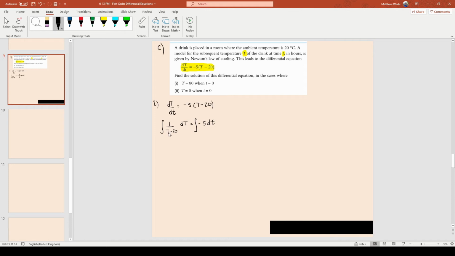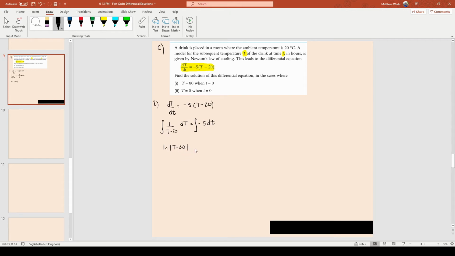It's 1 over T take away 20. Now, this is just linear on the bottom, okay? So it's just the same as 1 over T. There's not like a chain rule issue. There's nothing to worry about. And so this just becomes ln of modulus of T take 20 on the left-hand side. Now, you didn't have to divide it by 2 or 3 or anything, because there wasn't like a 2 or a 3 touching the T. There's no chain rule issue.